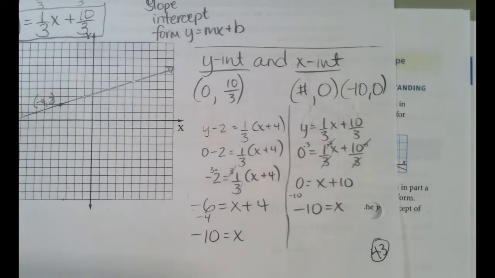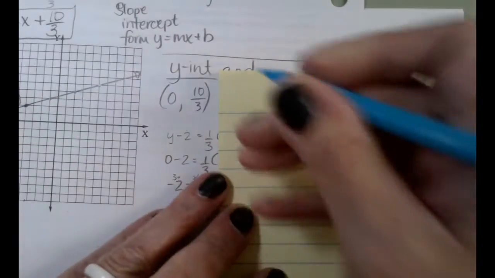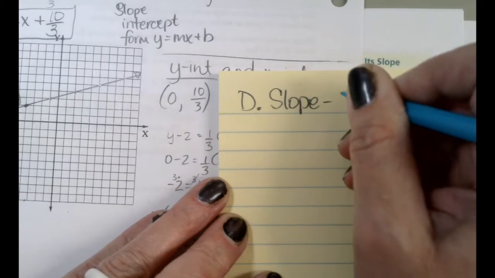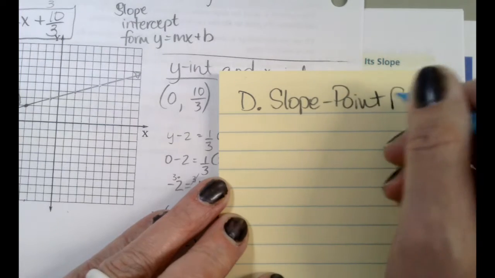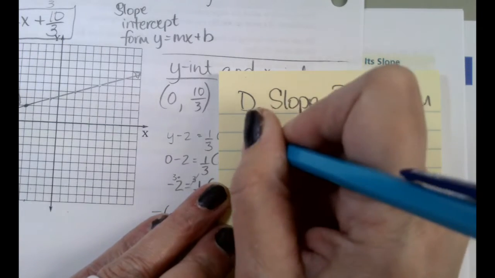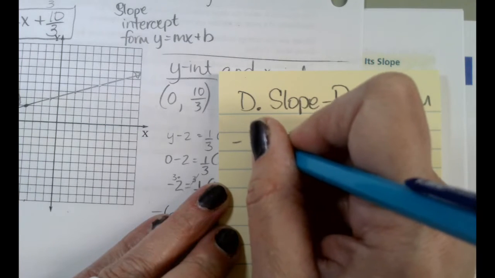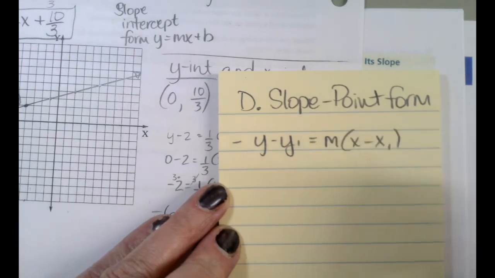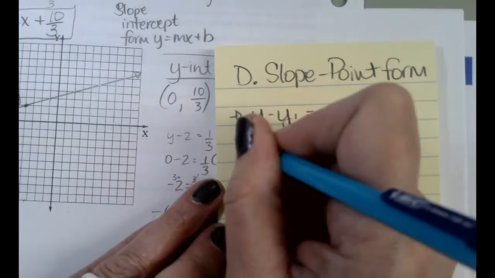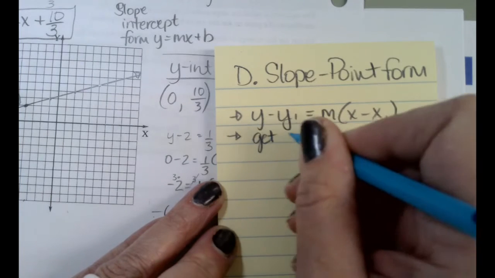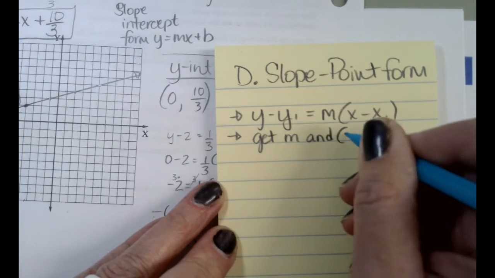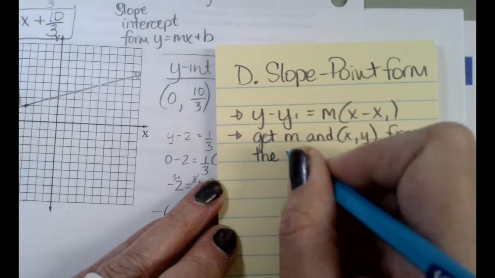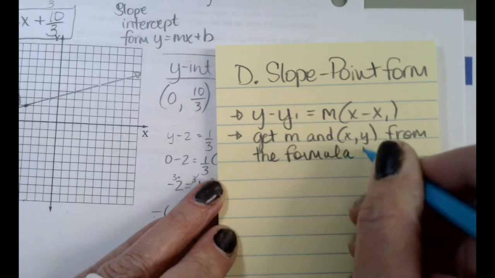All right. So as we're going along here, let's keep section D, which is your slope point form. You need to be able to write y minus y1 equals m times x minus x1. You need to know your formula. You need to be able to get m and your x and y from the formula. And graph it.